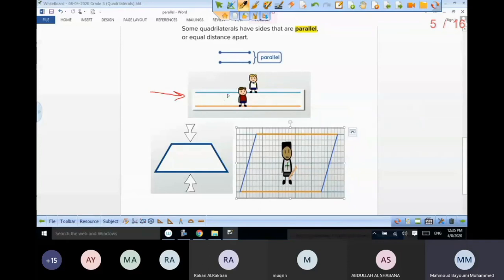Some quadrilaterals have sides that are parallel or equal distance apart. We know that parallel means equal distance apart. So again, some quadrilaterals have sides that are parallel or equal distance apart, like these parallel lines.